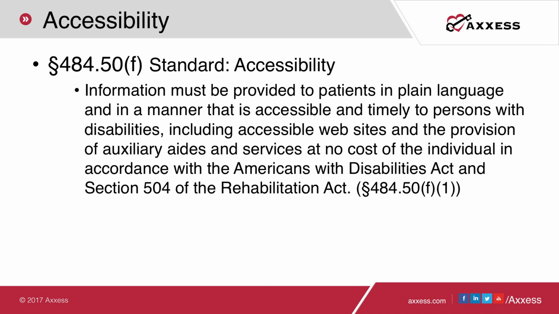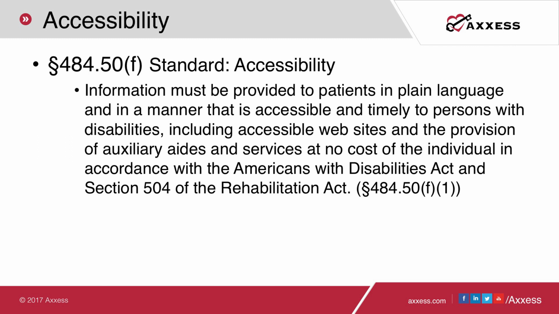The sixth and last of the patient's rights section is accessibility. And what this tells us is that information has to be provided in plain language in a manner that's accessible to persons with disabilities. So when you think about that, think 8th grade level plain language notifications, right? The provisions of the Americans with Disabilities Act and Section 504 of the Rehab Act require that facilities provide equal access to individuals with disabilities.